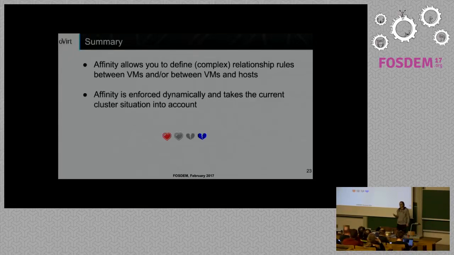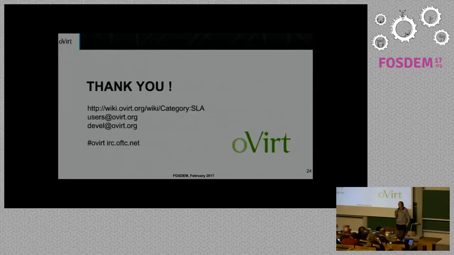Summary: affinity basically allows you to define complex relationships between virtual machines and between a virtual machine and a host. It's enforced dynamically. It depends on the current cluster situation. It's not forcing you to use one specific host. When you define VM to VM strong positive affinity, we don't care if the VMs are running on host A or host B. They will run together on one of those hosts. So that's it. Thank you.